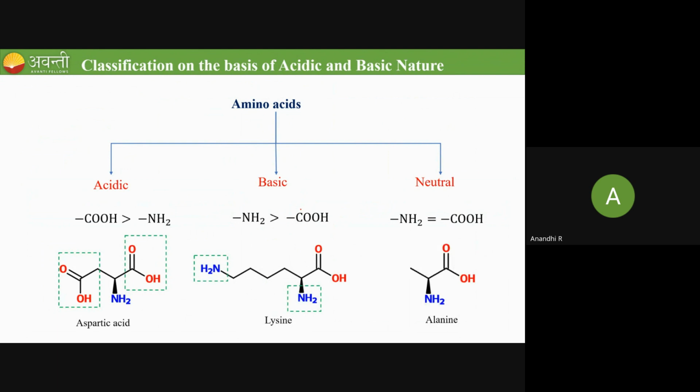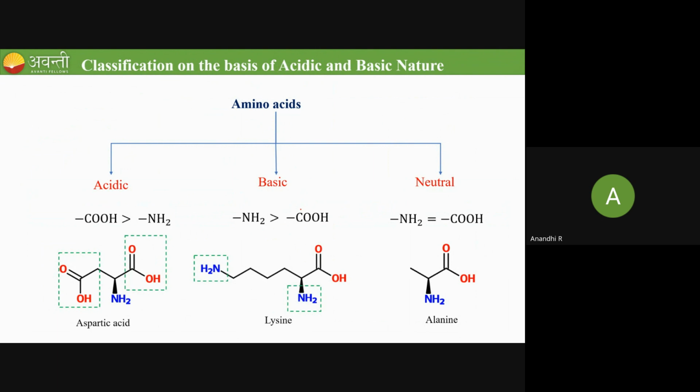Okay. Are you able to understand it from the examples given here? First classification on the basis of acidic and basic nature. Any doubts so far? Okay. So amino acids are classified into two: on the basis of acidic and basic nature, and second, on the basis of source.